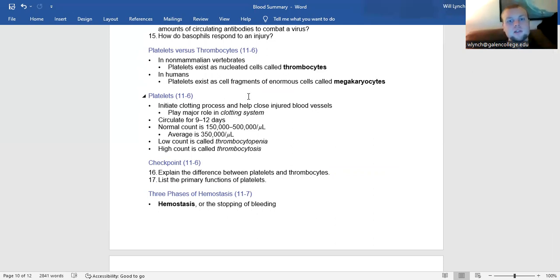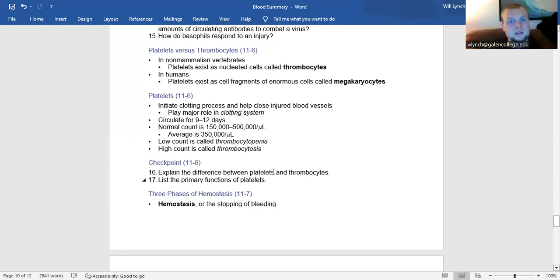So platelets exist as cell fragments that are coming from large cells known as megakaryocytes. The platelet's role is to initiate the clotting process. They're going to circulate for about 9 to 12 days of lifespan. The normal count is anywhere between 150 to 500,000 per microliter of blood. If we have a low count of platelets, it's going to be thrombocytopenia. If we have a high count of platelets, it is thrombocytosis, right?